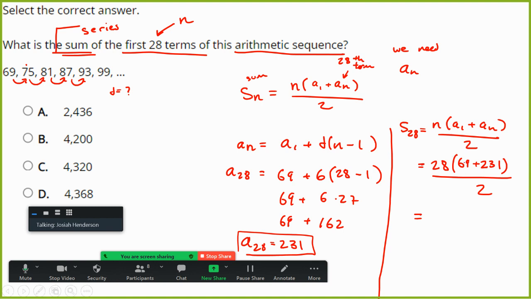So 69 plus 231, 300 even. Nice. Okay, 300 times 28, going to be huge. 8,400. All right, divide by 2. 4,200. 4,200.